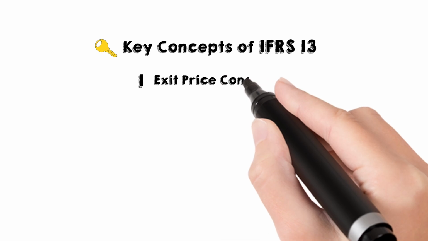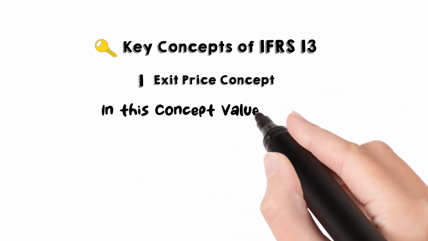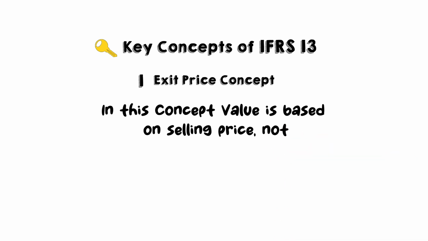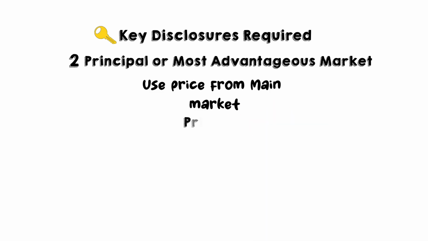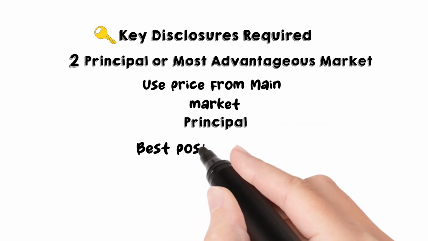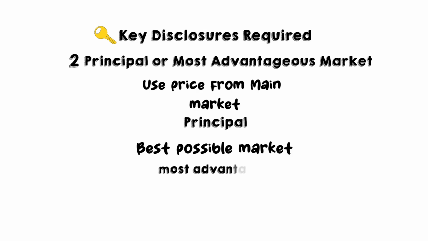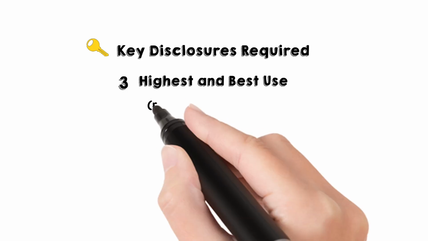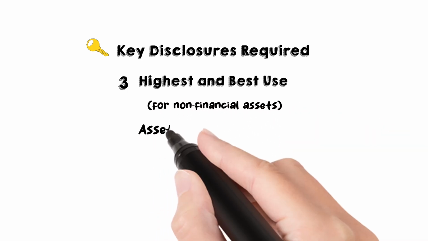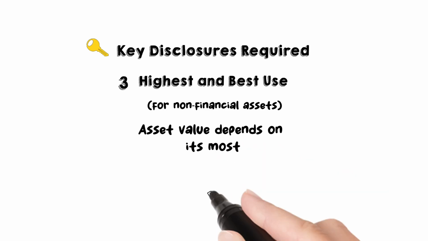Key concepts of IFRS 13. Number 1. Exit price concept. In this concept, value is based on selling price, not purchase price. Number 2. Principal or most advantageous market. Use the price from the main market, principal, or the best possible market, most advantageous. Number 3. Highest and best use for non-financial assets. Asset value depends on its most profitable use.